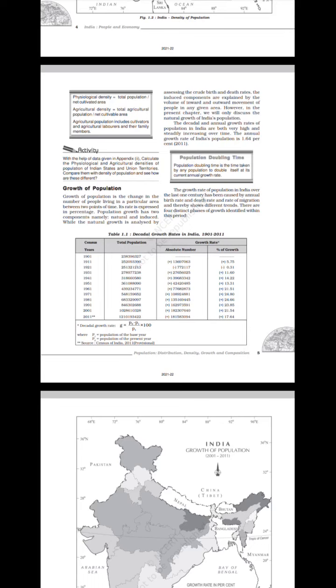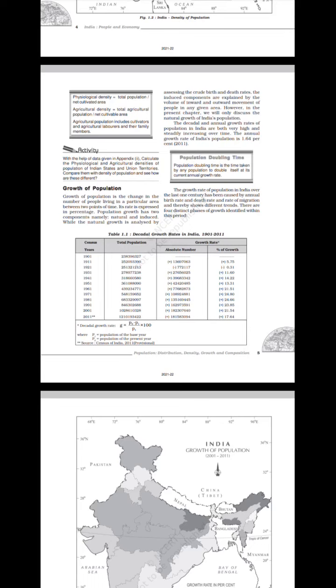Growth of population. Growth of population is the change in the number of people living in a particular area between 2 points of time. Its rate is expressed in percentage. Population growth has two components, namely natural and induced. While the natural growth is analyzed by assessing the crude birth and death rates, the induced components are explained by the volume of inward and outward movement of people in any given area. However, in the present chapter, we will only discuss the natural growth of India's population.